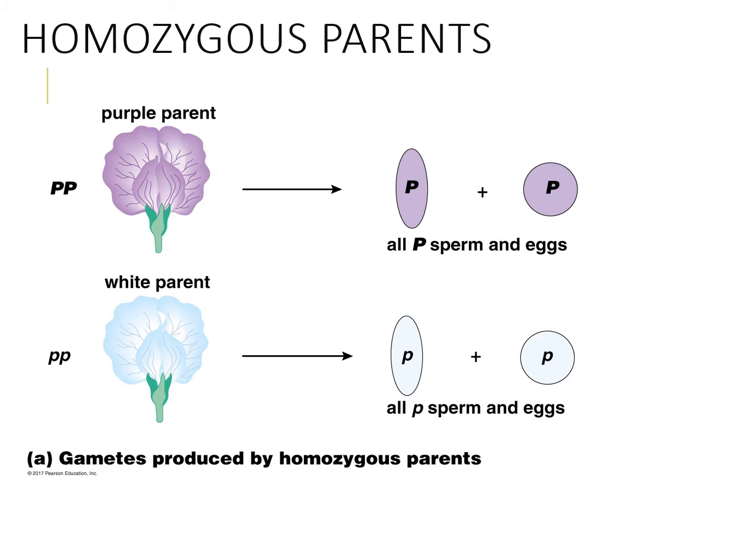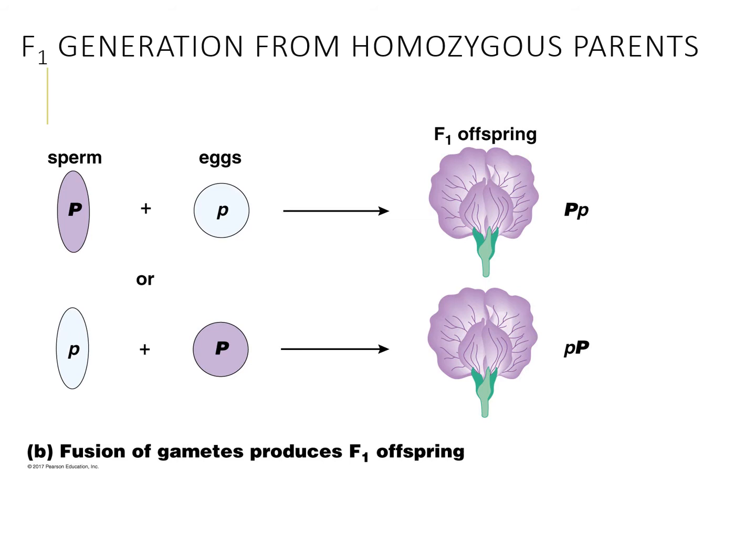Homozygous parents. So a purple parent, if they are homozygous, can produce sperm cells and egg cells, and each of them will only have that dominant allele, capital P and capital P. We cross that with a white parent. The white parent, same deal, has two little p's, so all of their sex cells produced by meiosis are going to contain a little p, whether it is a sperm cell or an egg cell.